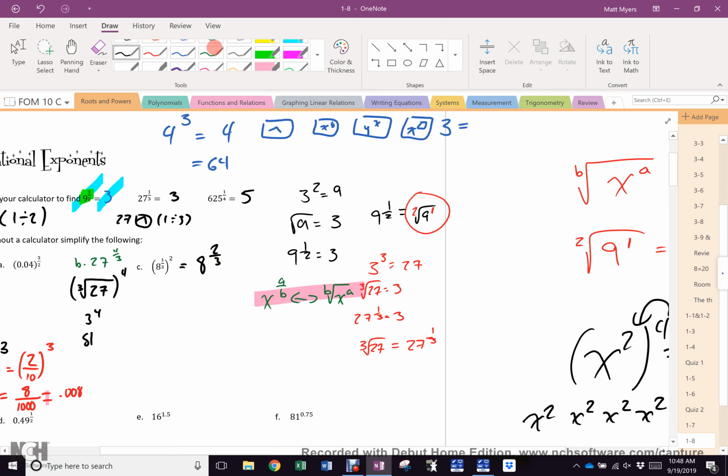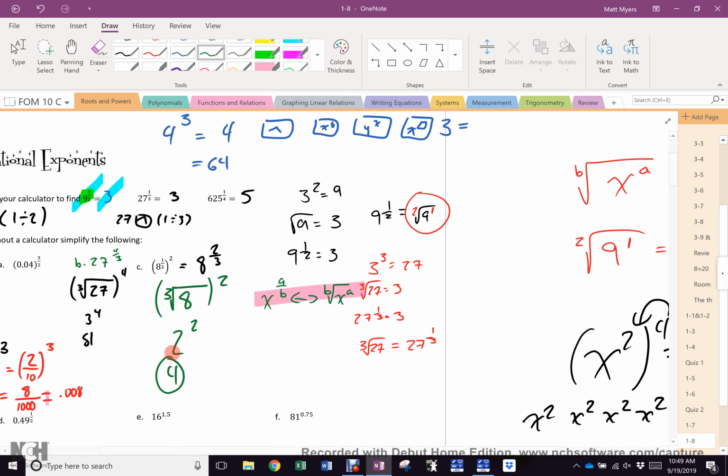Where does the 3 go? Index. Then I make my radical sign. Where does the 8 go? It becomes the radicand. Where does the 2 go? It becomes the power. Do we know the cube root of 8? What is it? 2. Do we know 2 squared? 4. And I'm done. Is everybody good?